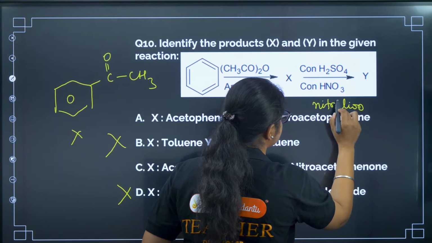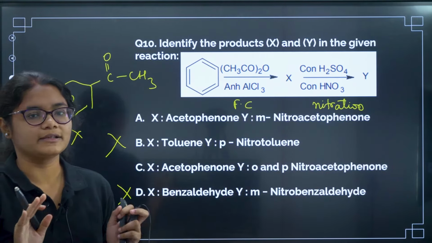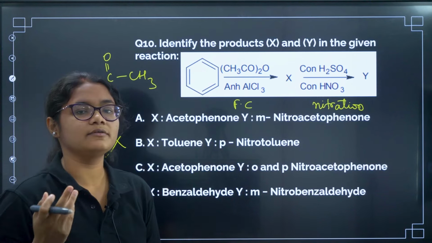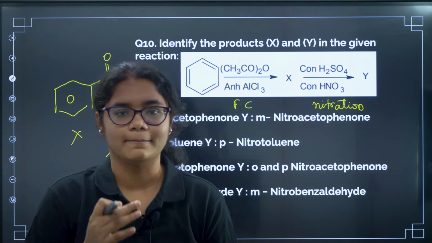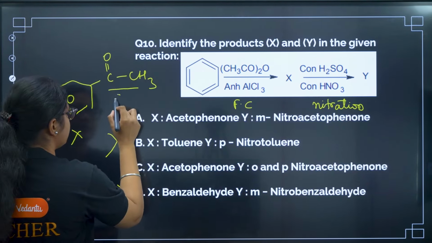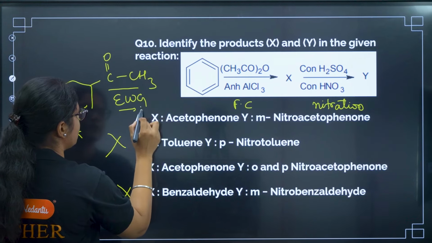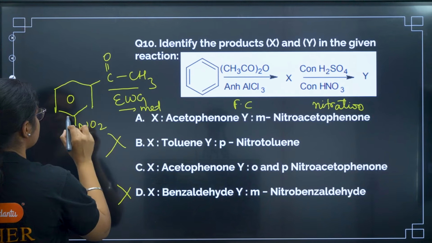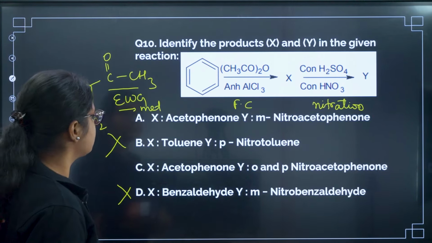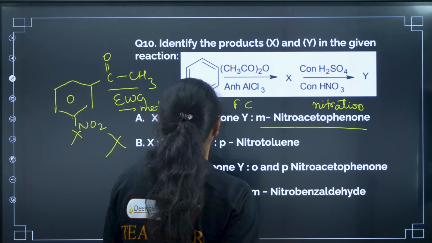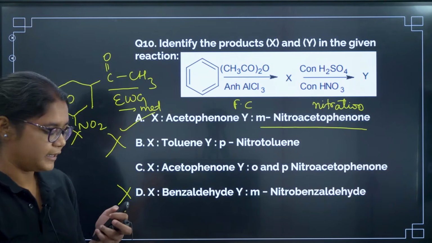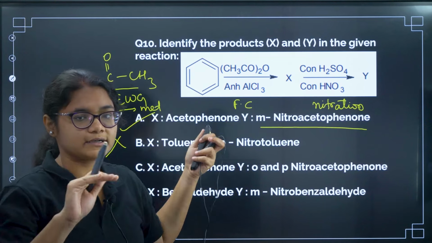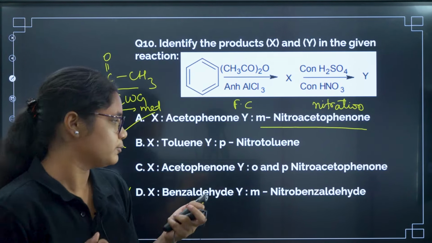We have studied this reaction from the first chapter, the haloalkanes chapter. Now if we do nitration here, you have to remember whether it is ortho para directing or meta directing. COCH3 is an electron withdrawing group, right? So it will be meta directing. So we will get NO2 at this position. This is the ortho position, this is the meta position. So we can see both the options now, meta nitroacetophenone. So the correct answer for this is option A. This question can be a little tricky if you don't know whether it is an electron withdrawing group or electron donating group.